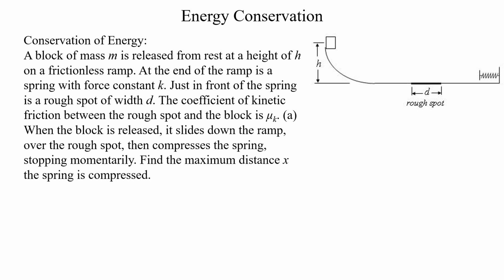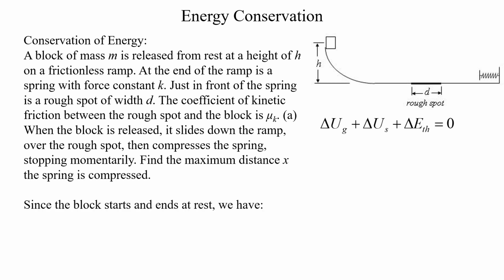So part A, when the block is released, it slides down the ramp over the rough spot, then it compresses the spring, stopping momentarily. Find the maximum distance x the spring is compressed. Alright, so think carefully about what's going on here and how we're going to solve this. Now we have a little bit of friction involved. Again, we're just applying conservation of energy principles. And remember, we only have to think about how it starts and how it finishes, and then add the extra term for the friction.